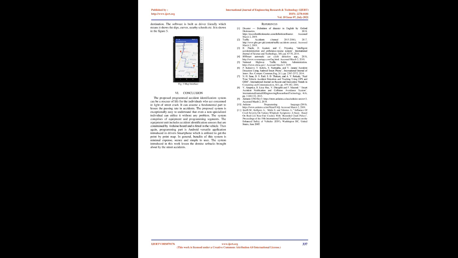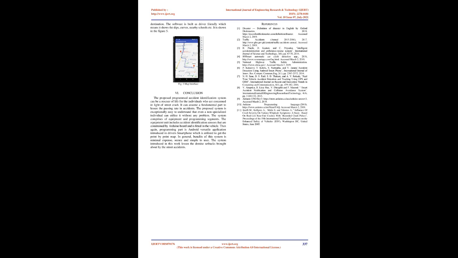When collision occurs, the notification is sent in terms of SMS through GSM to the saved contact and it will show the exact location. The location is shown in the figure, for that a message showing the coordinates. It is sent to the person's relatives, which is saved in the GSM. Destination. The software is built as driver-friendly, which means it shows the dips, curves, nearby schools, etc. It is shown in the figure 5.